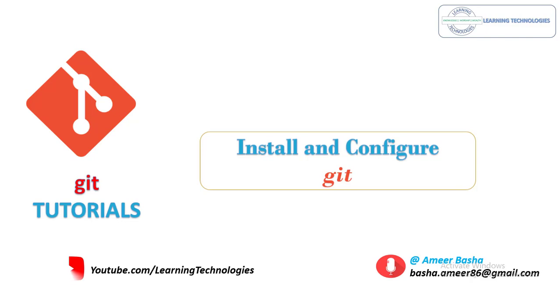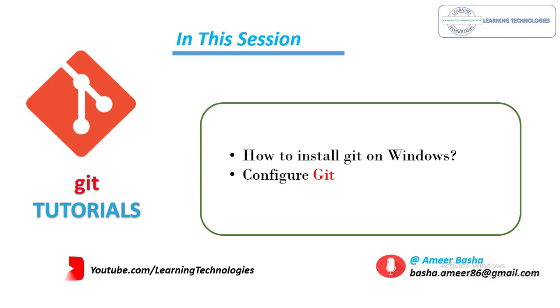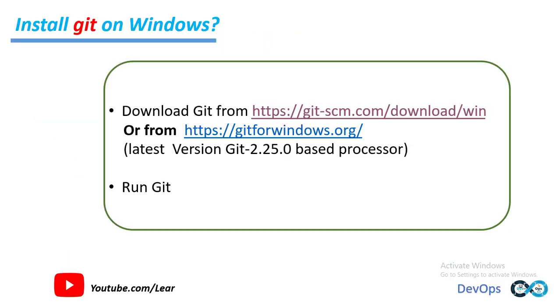In the previous session, we learned about what Git is, what a version control system is, the types of version control systems, and briefly about the advantages of Git. In this session, we will learn how to install Git on Windows, and also how to configure Git. First of all, we will see how to install Git on Windows.